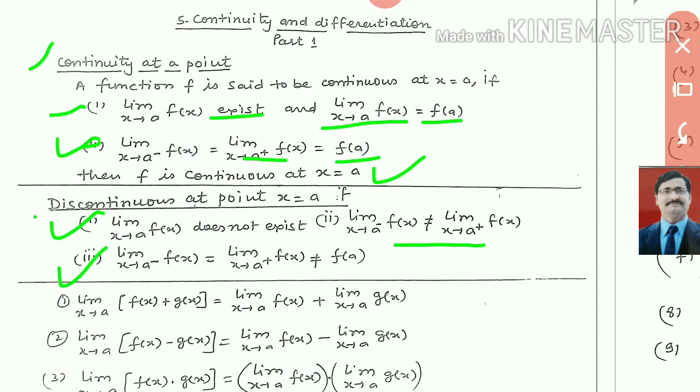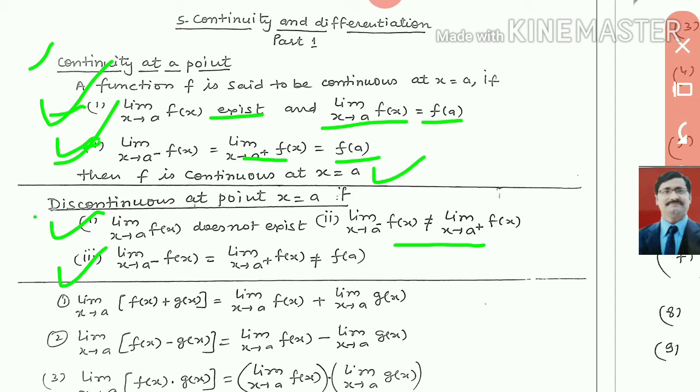Next, limit x tends to a minus f(x) is equal to limit x tends to a plus f(x), but it is not equal to f(a). Meaning the left hand limit is equal to the right hand limit, but that is not equal to the function value, then also the function is discontinuous. So for continuous functions, the first and second rule should be followed, otherwise it is discontinuous.